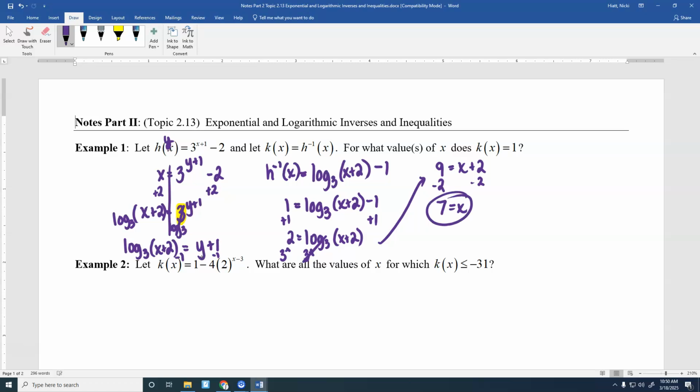And that is what they're looking for there. I like working through that way because that is helpful to us if they ask us any part of that. But there is a shortcut that we could have used because what we have here, they gave us k of x equals 1. K of x is h inverse, right? This is h inverse of x.